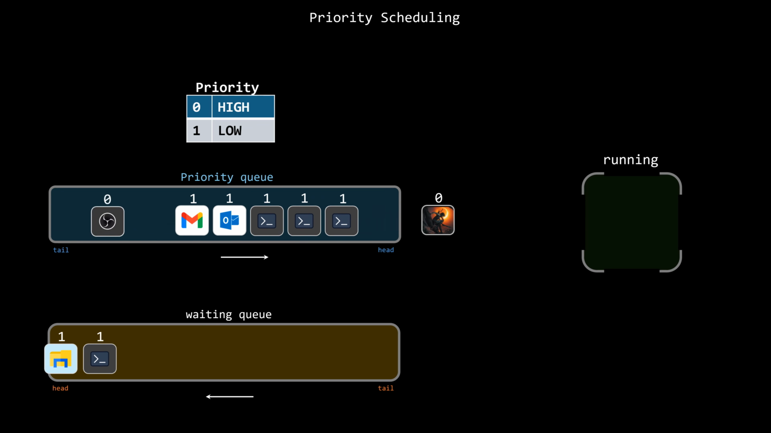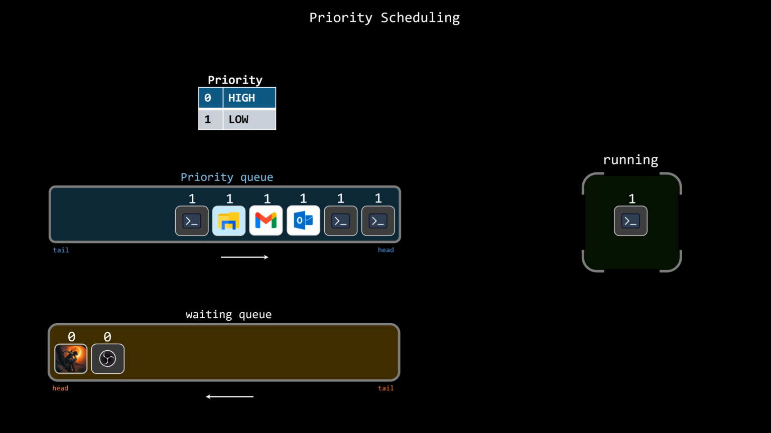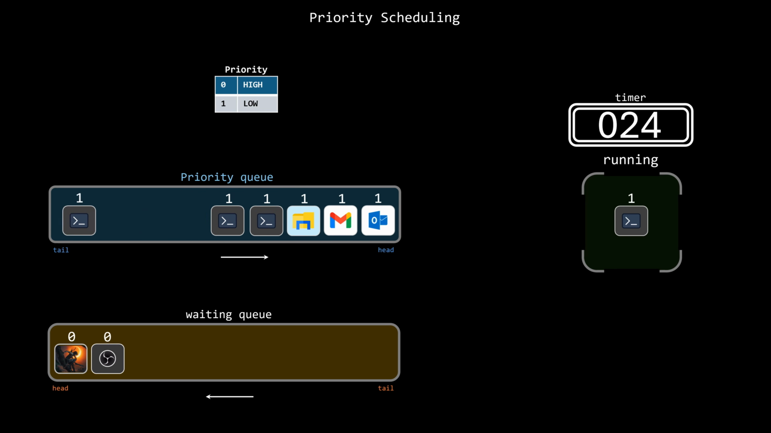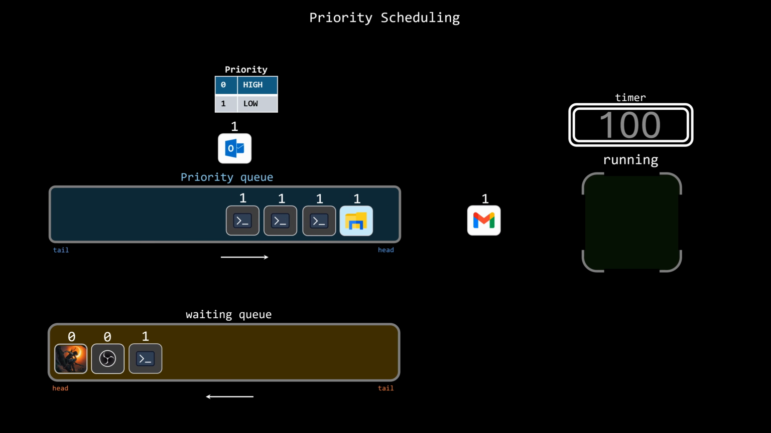It's also common to combine multiple scheduling strategies. For example, priority scheduling can be combined with round-robin to ensure fairness among processes with the same priority.